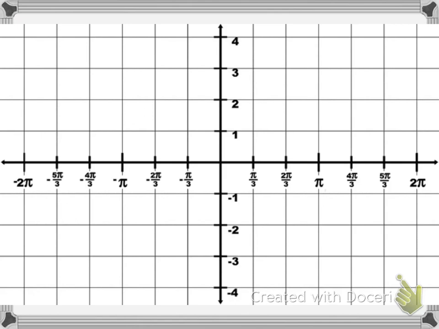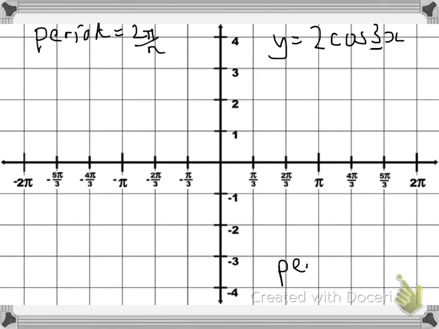Next graph I'd like to look at is y equals 2 cosine 3x. It's the first time we've used the coefficient of 3 in front of the x. And it's a bit tricky. So let's use that formula we used last time, which is period equals 2 pi over n. Now n is the number in front of the x, so the period here will equal 2 pi on 3. So in other words, one full wave will be over when we get to 2 pi on 3.